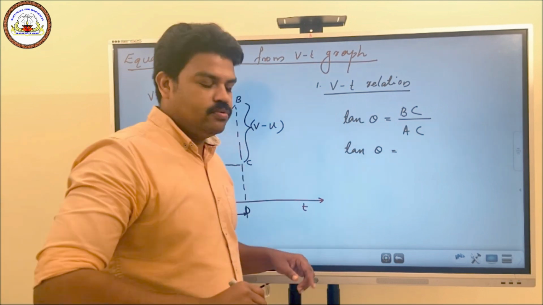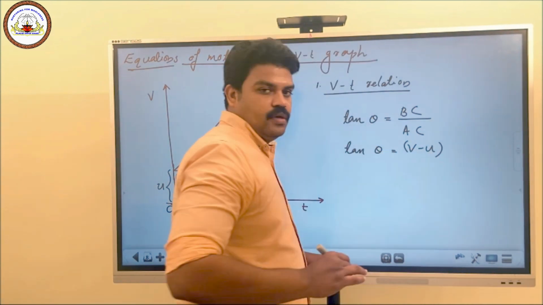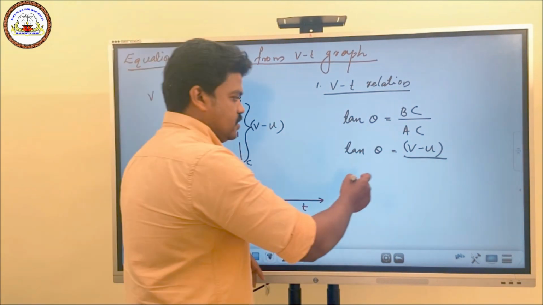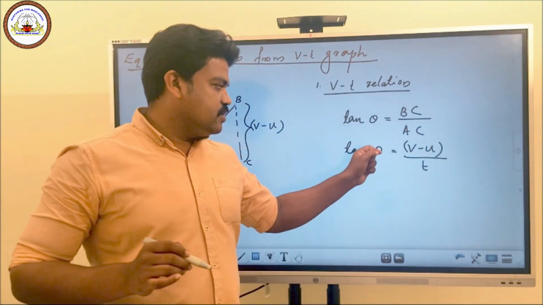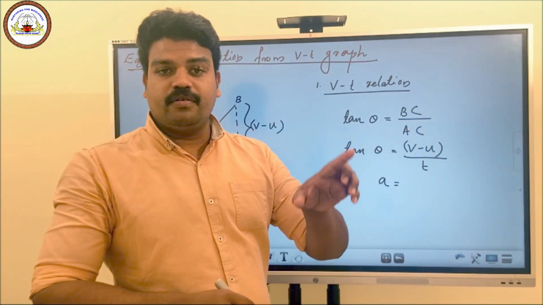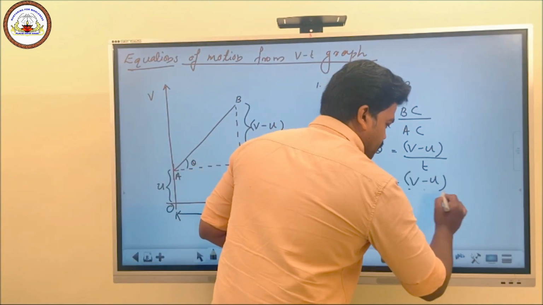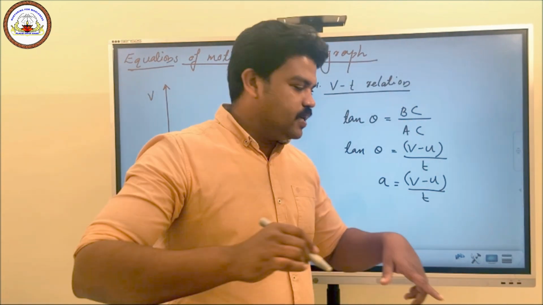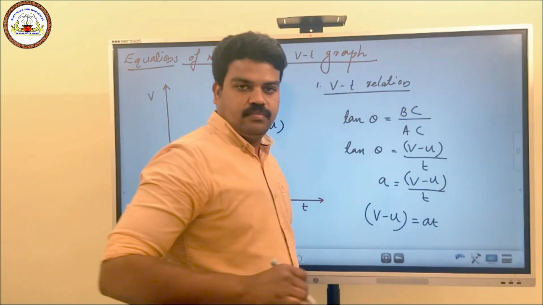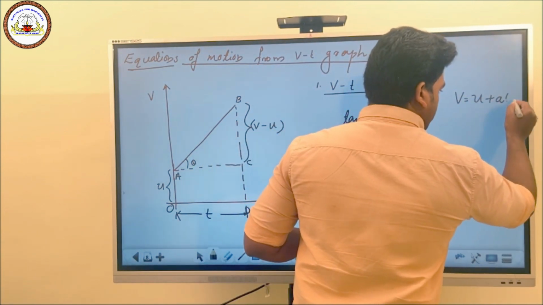Tan theta is equal to BC over AC, which is V minus U, the change in velocity, divided by T, the adjacent side. So tan theta is equal to (V minus U) by T. Tan theta, the slope of the velocity-time graph, is acceleration. So acceleration A is equal to (V minus U) by T. By cross multiplying, we get V minus U is equal to AT, that is, V is equal to U plus AT.